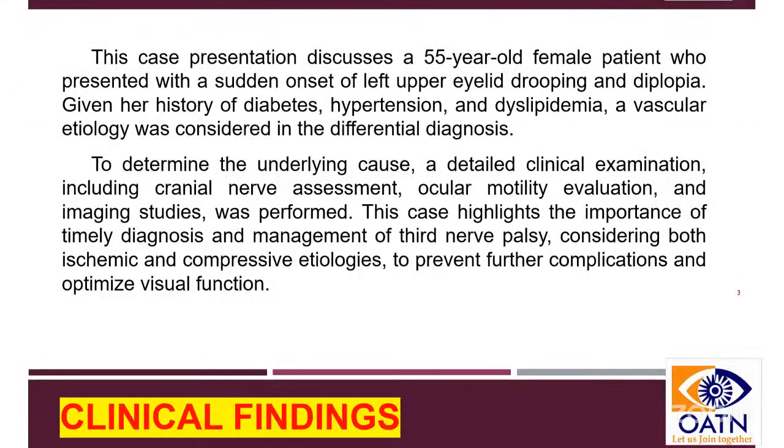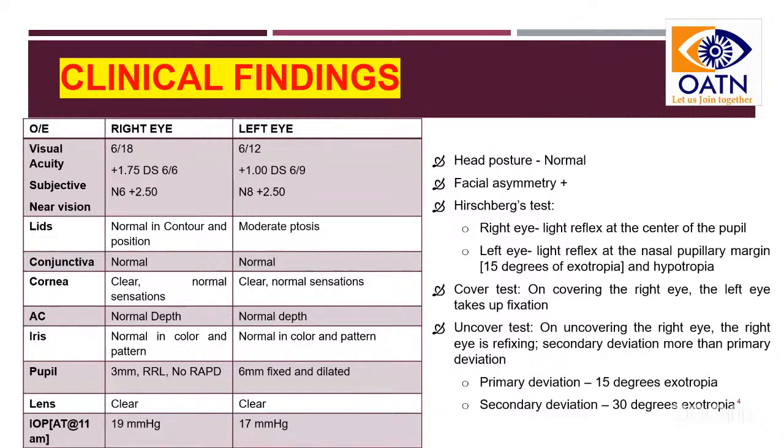These are the clinical findings of this patient. The patient has a visual acuity of 6/18 in the right eye and 6/12 in the left eye, and it can improve to 6/6 in the right eye and 6/9 in the left eye.